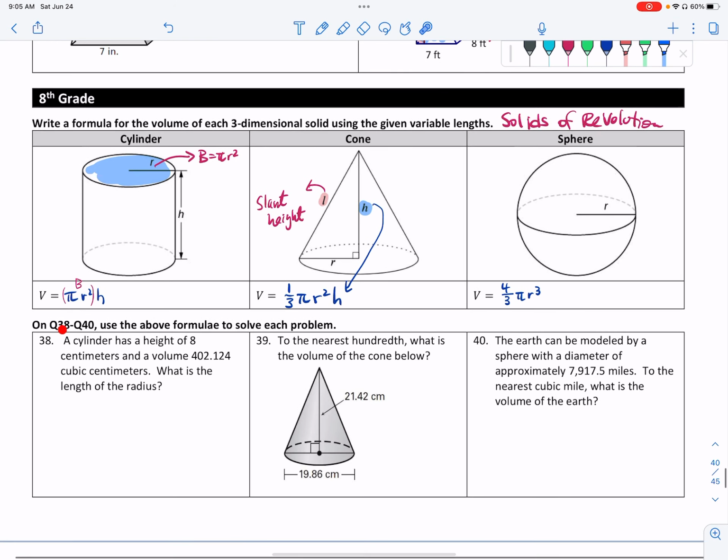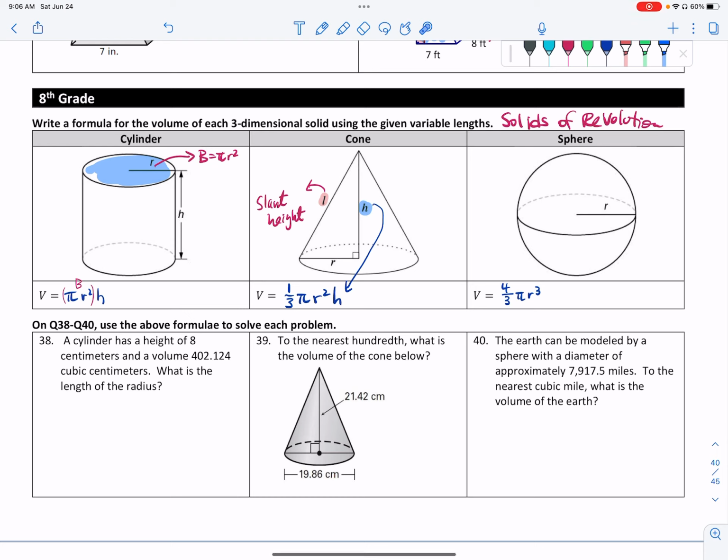Now, as far as 38 through 40 goes, use the above formulae to solve each problem, and they correspond very easily here. You can see that this says cylinder. This one says cone. It also looks like a cone. Boom. And we're talking about the Earth being modeled by a sphere here, so obviously we're using the sphere volume formula. And just like with any formula, we want to be able to work it forwards and backwards. Forwards means that we have the independent quantities like the radius and the height, and then we would solve for the volume. Working it backwards means that we already have the volume and at least one of the independent variables, and then we have to solve for the other one.